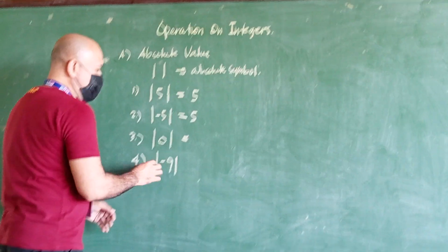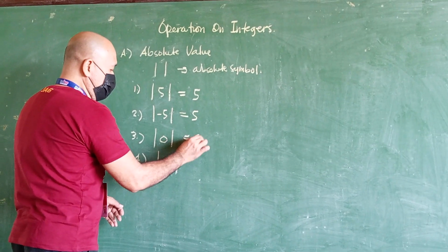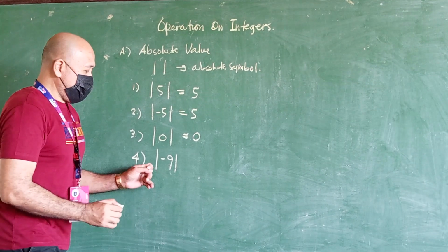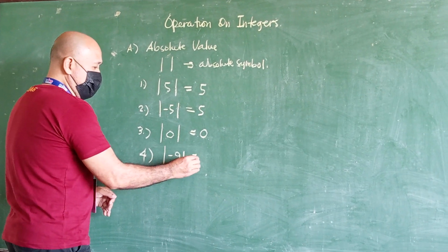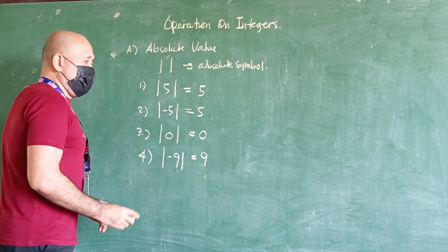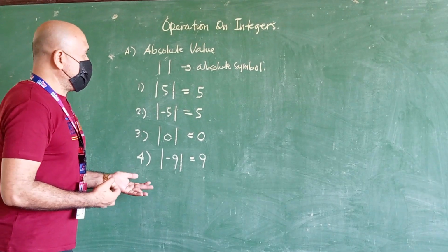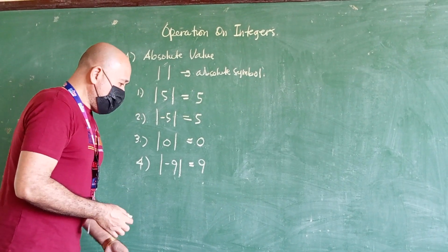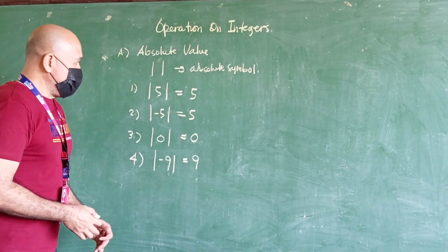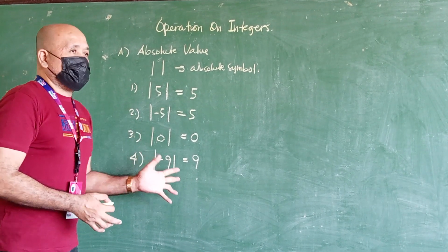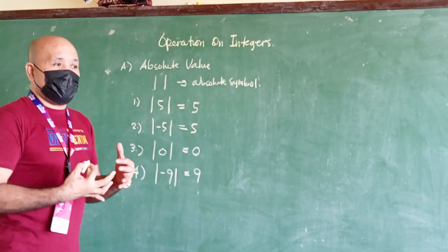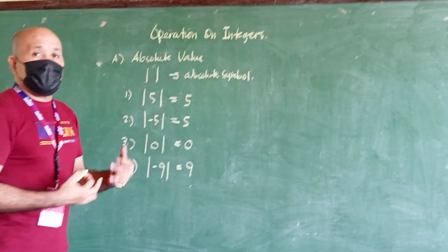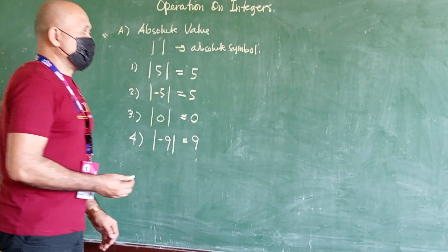The absolute value of positive 5: although it is already positive, the absolute value is still positive 5. For negative 5, the absolute value is positive 5, because again, the purpose of the absolute value is to remove the negative sign in front of that given integer, especially if it is negative. The absolute value of 0 is simply 0, and the absolute value of negative 9 is positive 9. So this is how absolute value is done. And you need to familiarize with this one because you will be using this idea when you add integers.